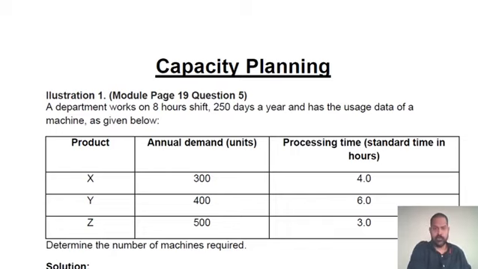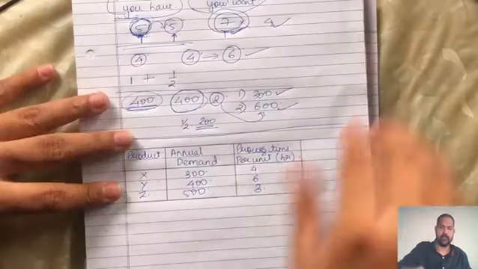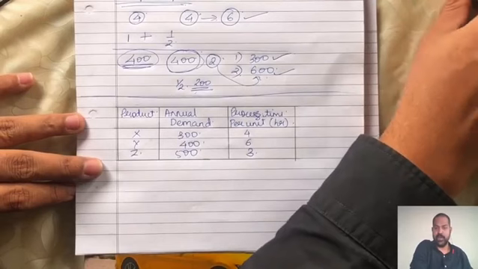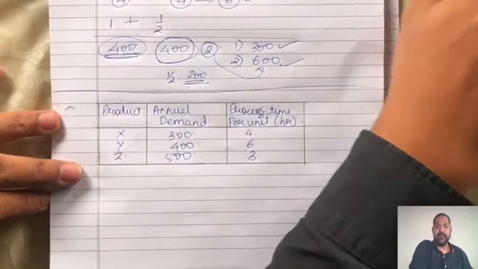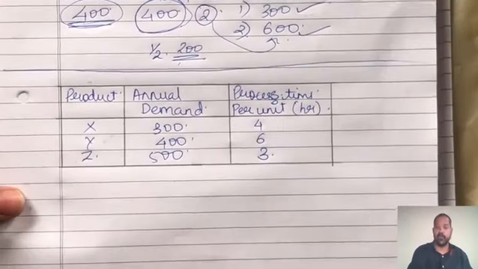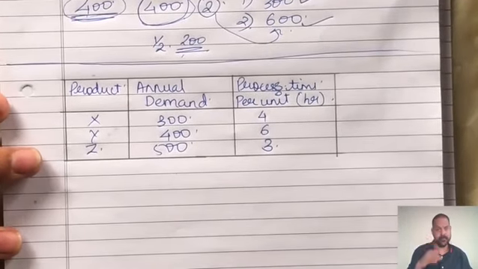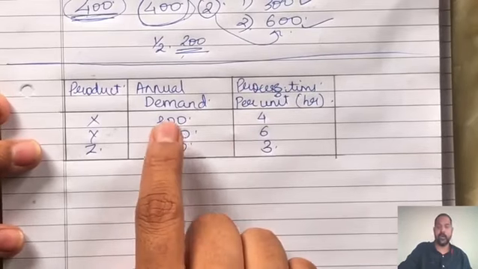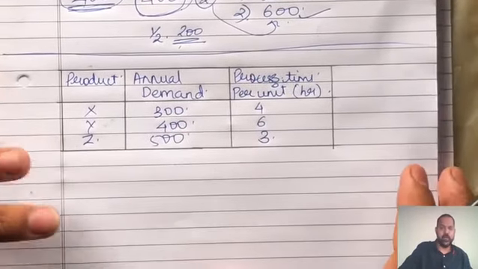Let's come to the solution then. So, I am making 3 products. What are the 3 products? X, Y, and Z. Every product requires a certain number of hours on the machine. X requires 4 hours on the machine. How many units do I require? 300.